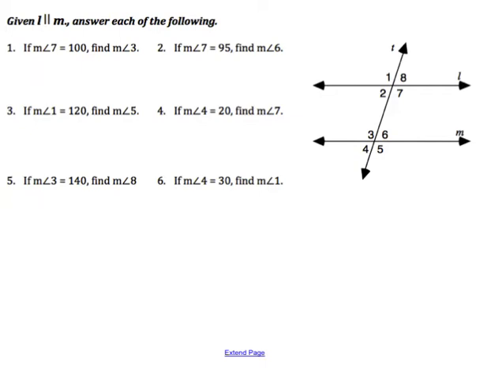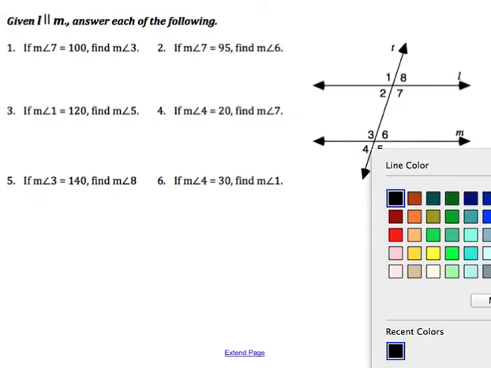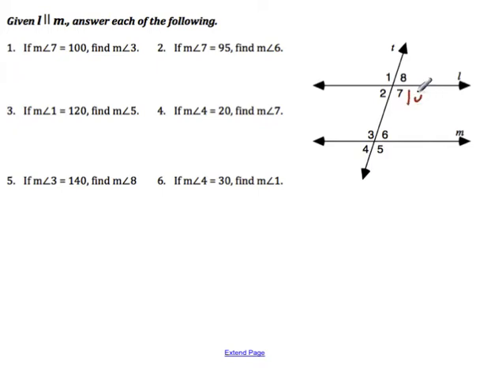For number one, it tells us that the measure of angle 7 is 100. Then it asks us to find the measure of angle 3, which is right here. The first thing I want to ask myself is how are 7 and 3 related? Well, here are some things I noticed. First of all, both of those angles are on the inside of the parallel lines.